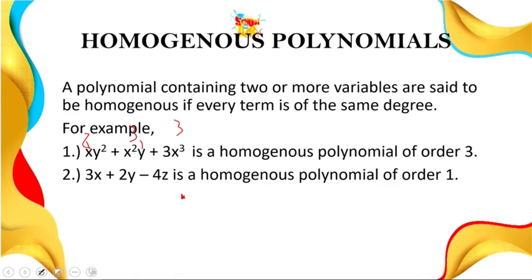Then we have 3x plus 2y minus 4z. This is a homogeneous polynomial of order 1. So you have 3x raised to power 1, 2y raised to power 1, 4z raised to power 1, all of powers of 1.